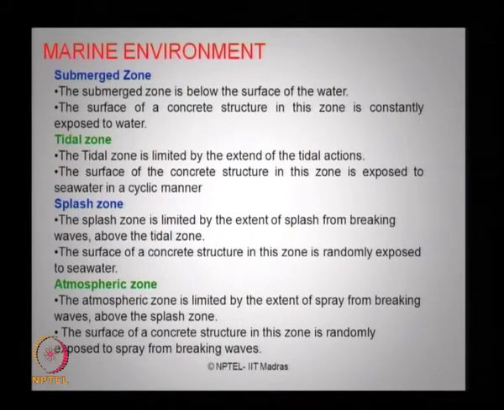The surface of concrete structure in this zone is randomly exposed to seawater, because it depends on the extent of splash you have from the breaking wave above the tidal zone, whereas in the atmospheric zone it is limited by the extent of spray from the breaking wave above the splash zone, so highly limited, and the surface of concrete structure in the zone is randomly exposed to spray from breaking waves. Therefore, the corrosion in this region is far lesser compared to the splash zone and tidal zones.